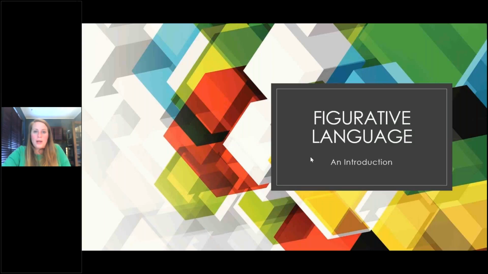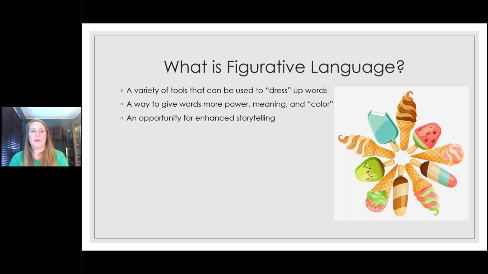All right. So what is figurative language? Figurative language is a variety of literary tools that we can use to sort of dress up words and reading.